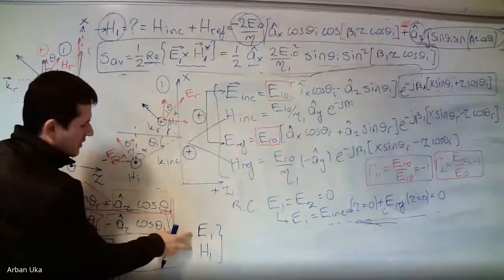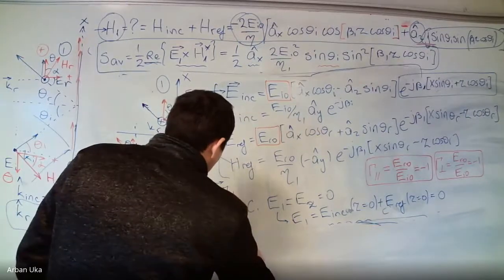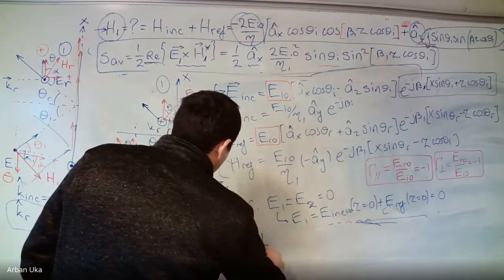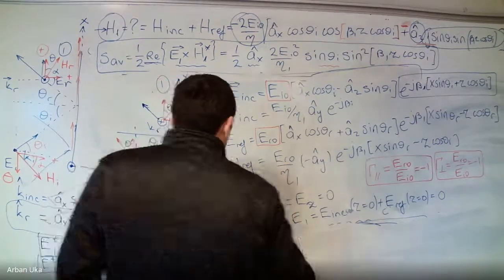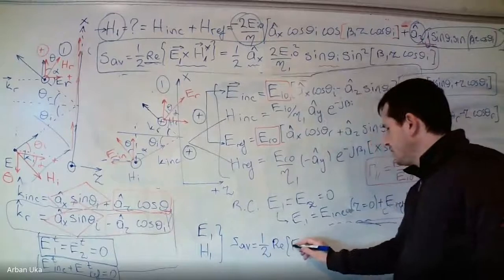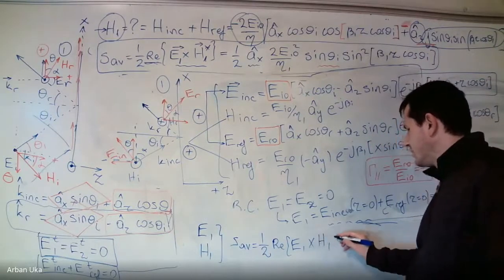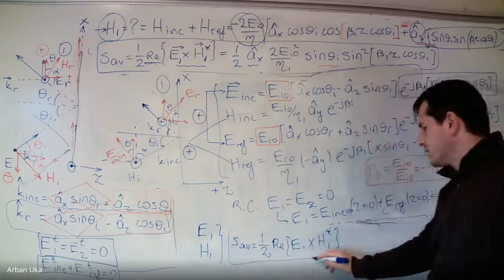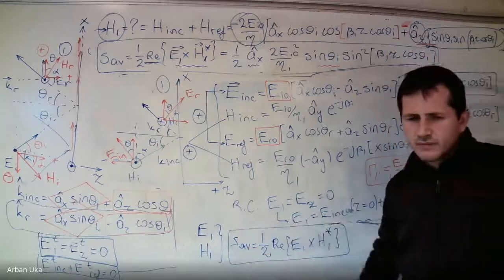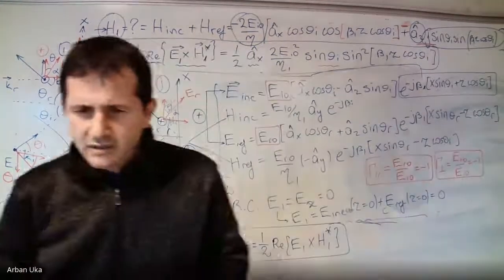So we obtain these two terms, and from these two terms, we obtain the time average power intensity, which will be similarly equal to 1/2 times the real part of E1 cross H1, not forgetting the complex conjugate for the term next to the magnetic field intensity.